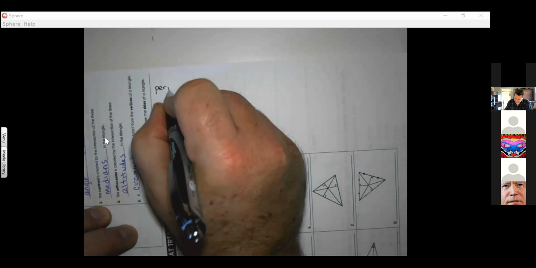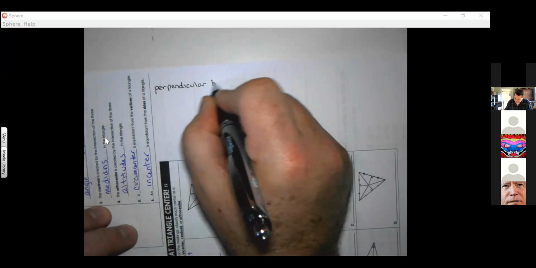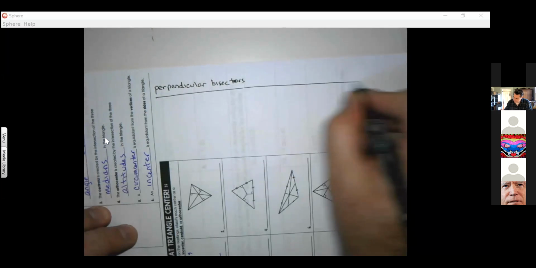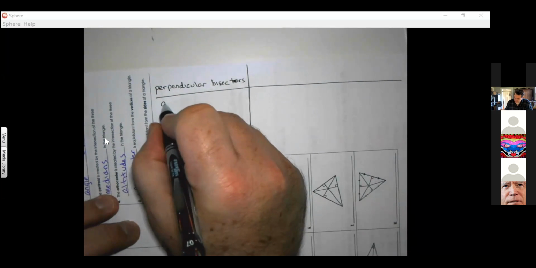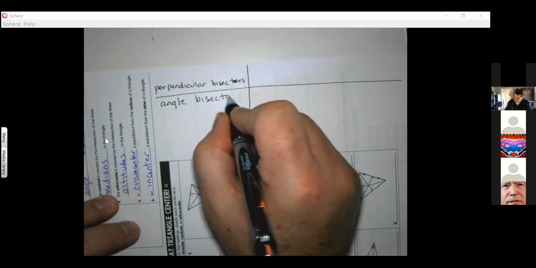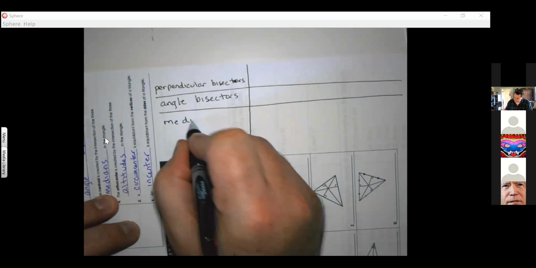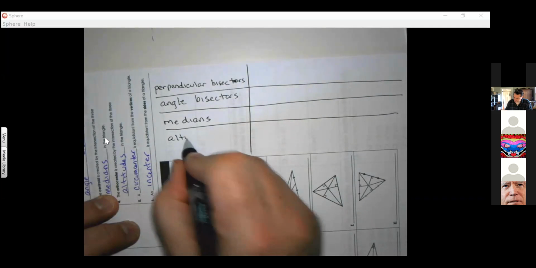So the first thing is we want to list all the types of segments. Perpendicular bisectors, and then we want angle bisectors, and then we want medians, and then we want altitudes.